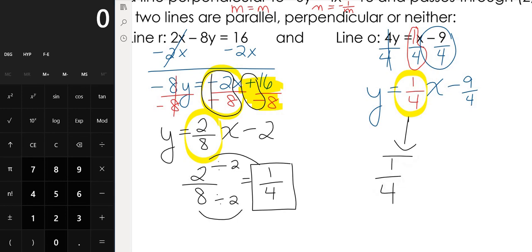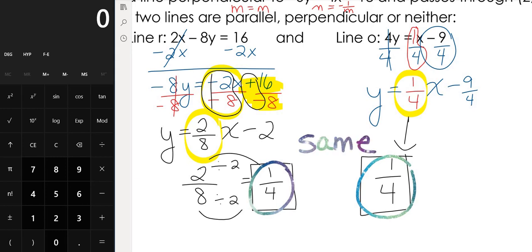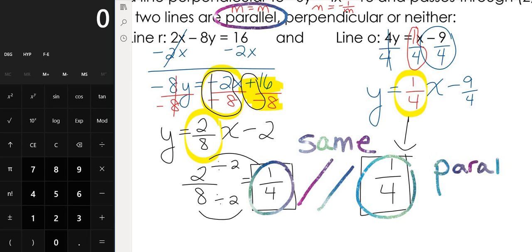1/4 can't be simplified any further. Both of these slopes are 1/4. If the slopes are the same, what does that mean? That means the lines are parallel. Same slope, parallel. They're going to look like this on a graph, side by side, crossing at two different spots on the y-axis, but side by side, never touching. So, same slope, answer is parallel.